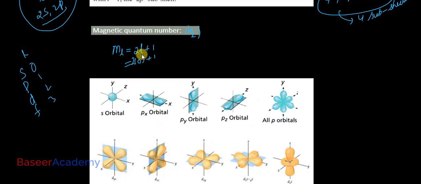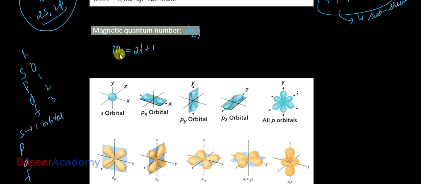So let me substitute l as 0. 2 I am writing as it is. In place of l I am substituting 0. 2 into 0 is 0. 0 plus 1 is how much? 1. So how many orbitals does s subshell have? It has 1 orbital. So s has 1 orbital.